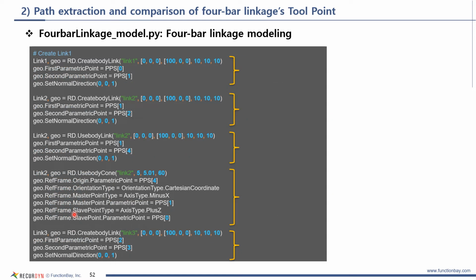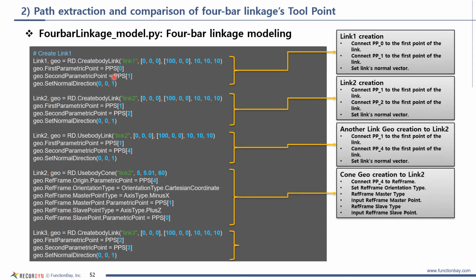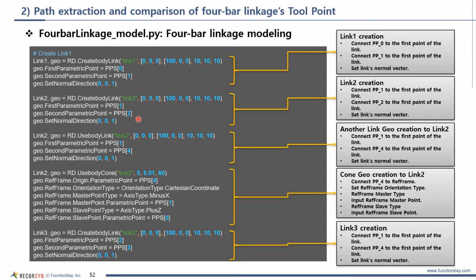Now, create link bodies. All control points are defined as parametric points. The lengthy code is due to the parametric modeling using PP, parametric points. Starting with the creation of link 1, link 2 and link 3 are created in a similar way.